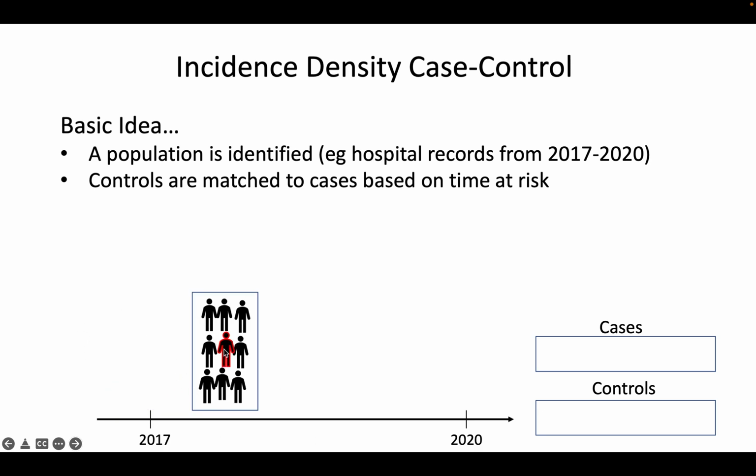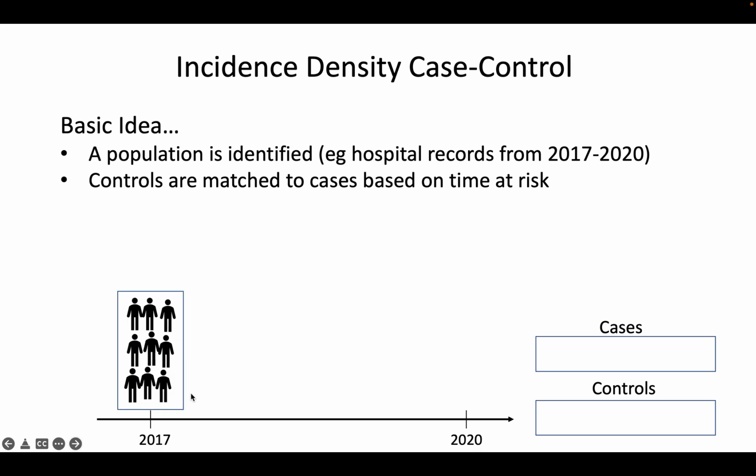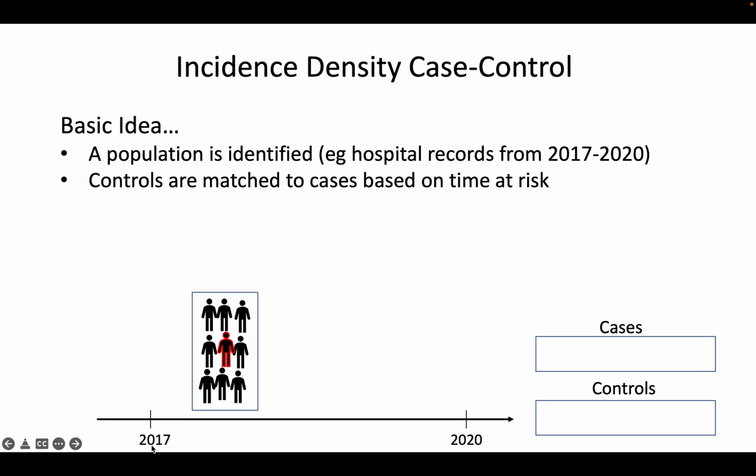But this person outlined in red is someone who, in this span of time between 2017 and 2020, became a case, and we add them to the cases, and at that same time we select a control from the set of people at risk. By doing that, these two people are matched on calendar time, and ideally that controls for variability in calendar time and also time at risk, because the longer you look for a disease, the more likely you are to find it.